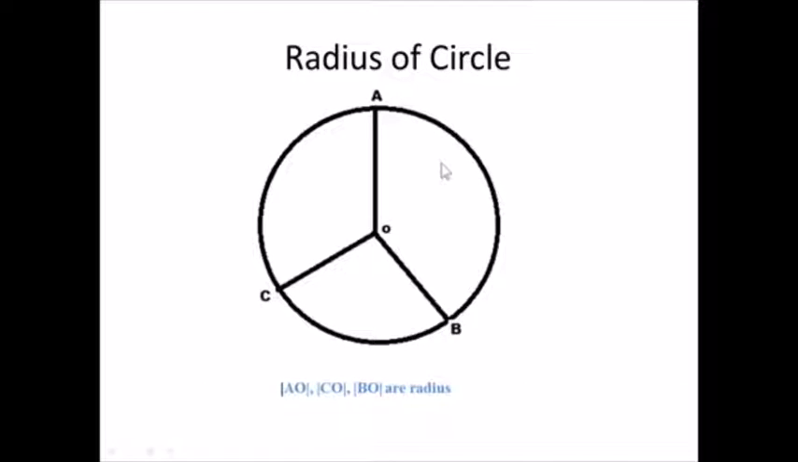Now we are on this one. We have three radii on this circle: radius AO, radius OB, and radius OC. One thing about the radii of a circle is that they are all the same length. If AO is 2 centimeters, OB is also 2 centimeters, and OC is also 2 centimeters. The radii of a specific circle are all the same. So you can see you have three radii on this circle.